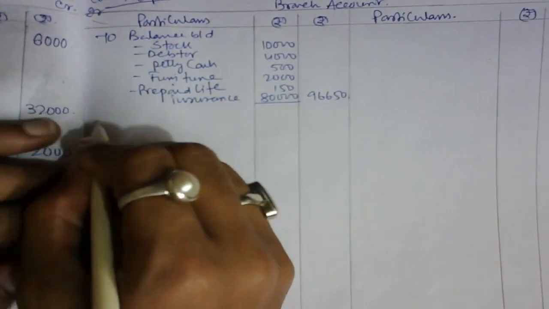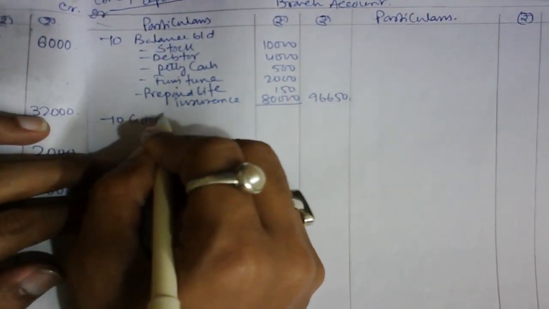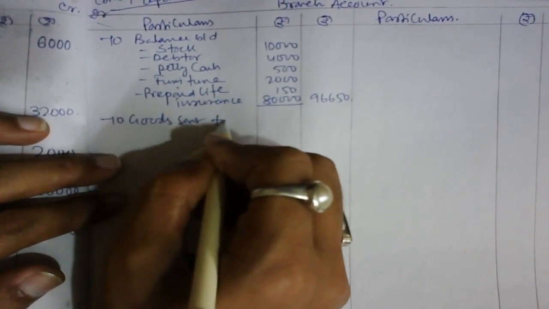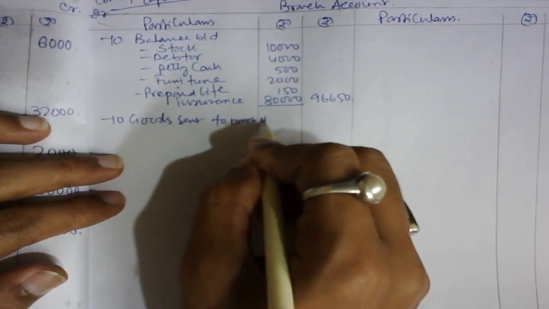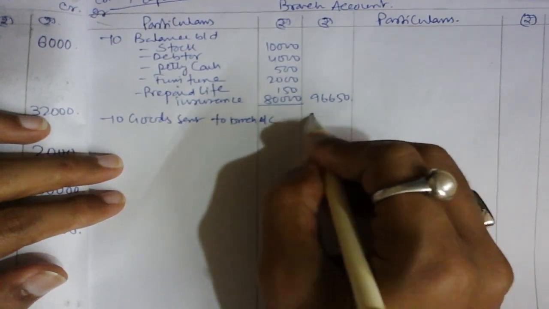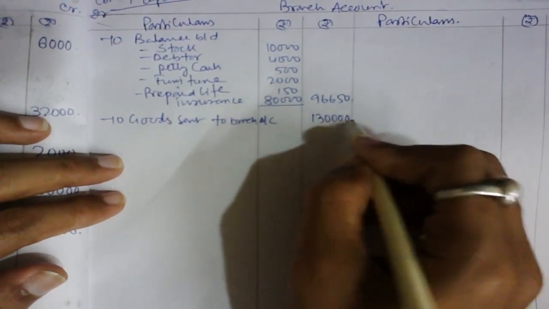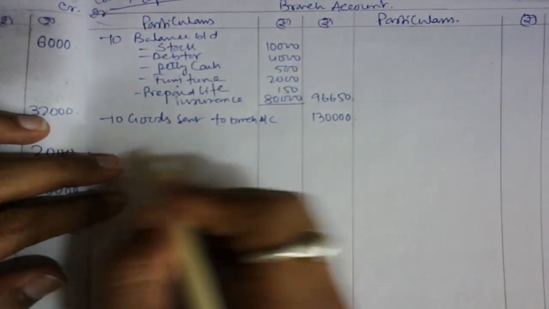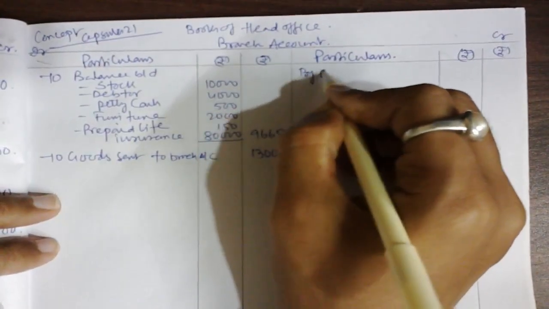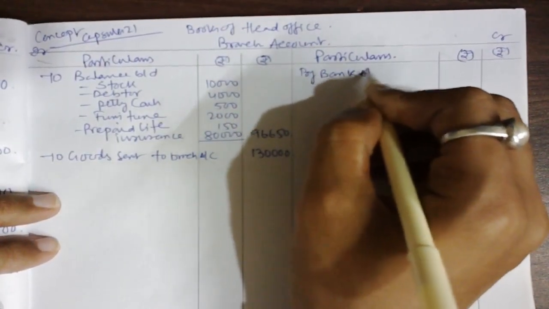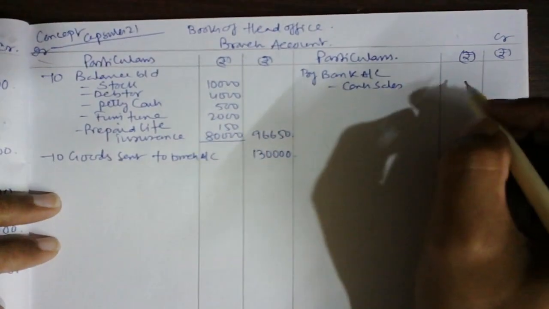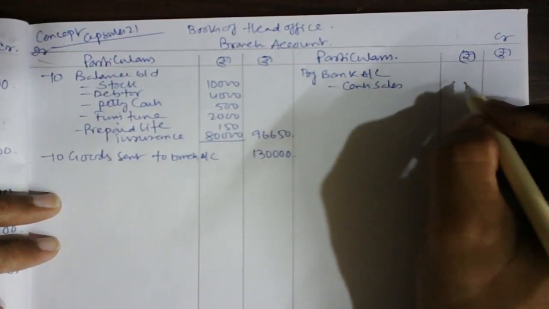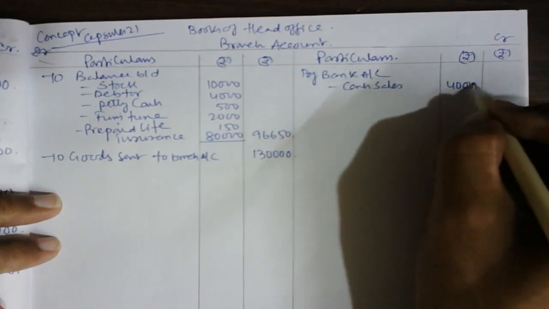And see, this is one of the opening balances, and then after this it's given: to goods sent to branch. It is written, sir, it is 1,30,000. It is given clearly. After this, sir, cash sale is given. So by bank account, you can write cash sale. In the inner column, how much is it, sir? 40,000. Sir, after this they have the credit sale.